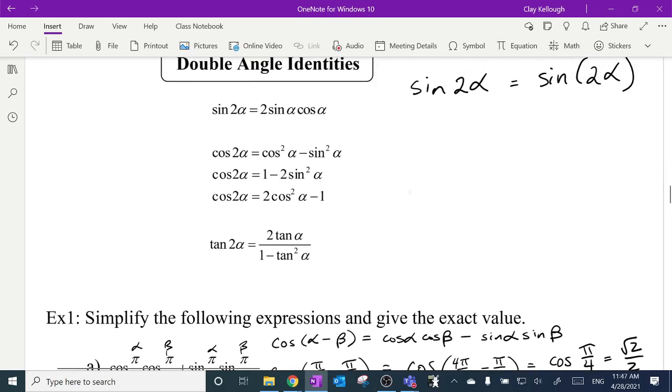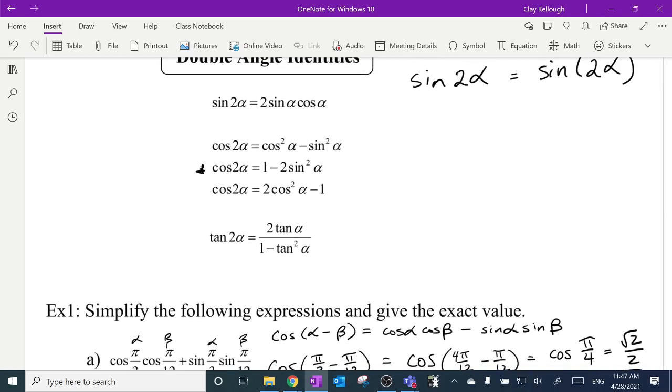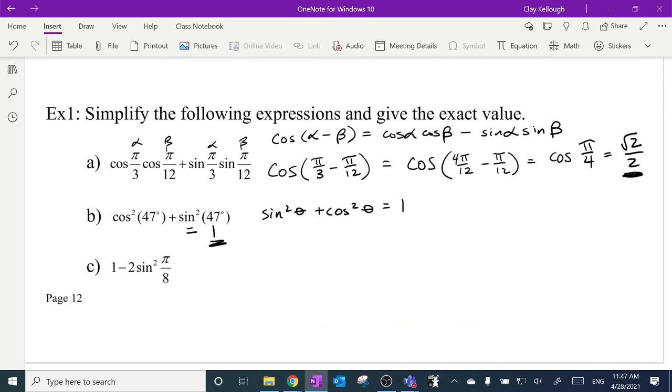Notice it's right here. You see that? 1 minus 2 sine squared alpha. So that's the formula I'm going to use. I recognize that this thing looks like this thing.